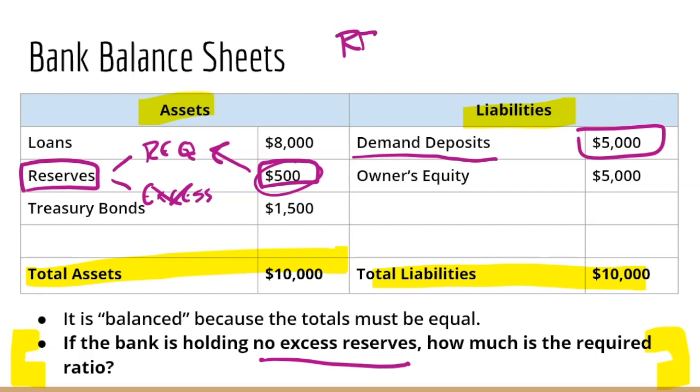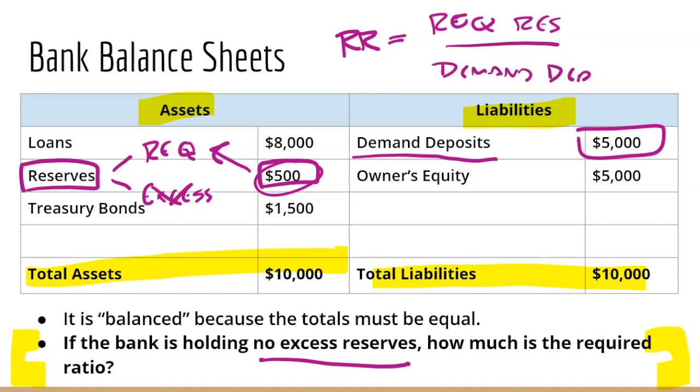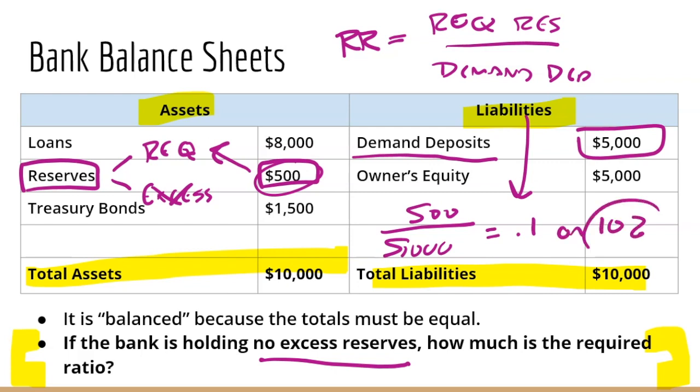So to figure out our required ratio, we're just going to take our required reserves divided by our demand deposits. So here, what we're going to do is just take the 500 required reserves divided by $5,000, which equals 0.1 or 10%. Meaning, whatever new deposit is coming into the bank legally has to hold on to 10% of that.